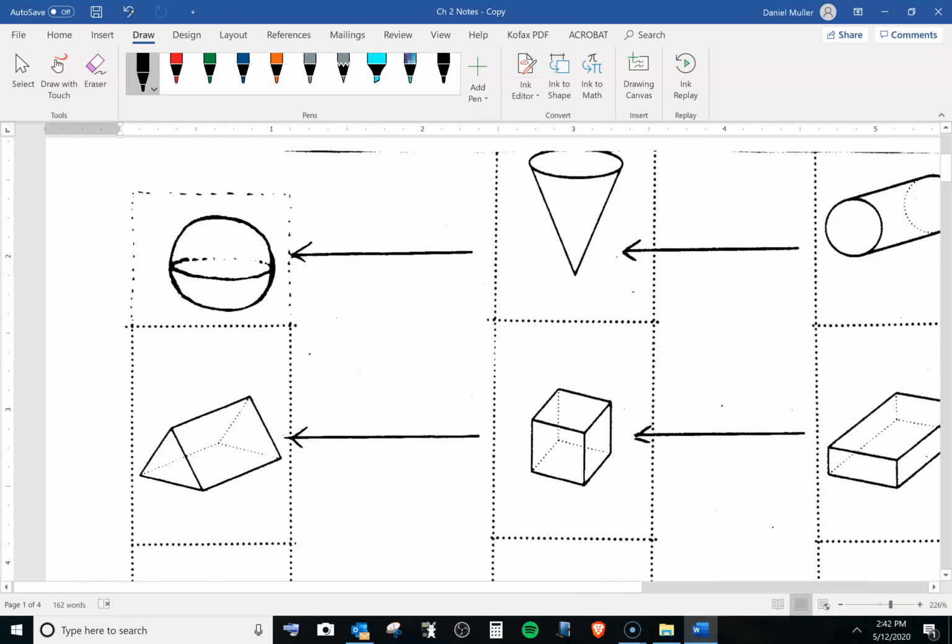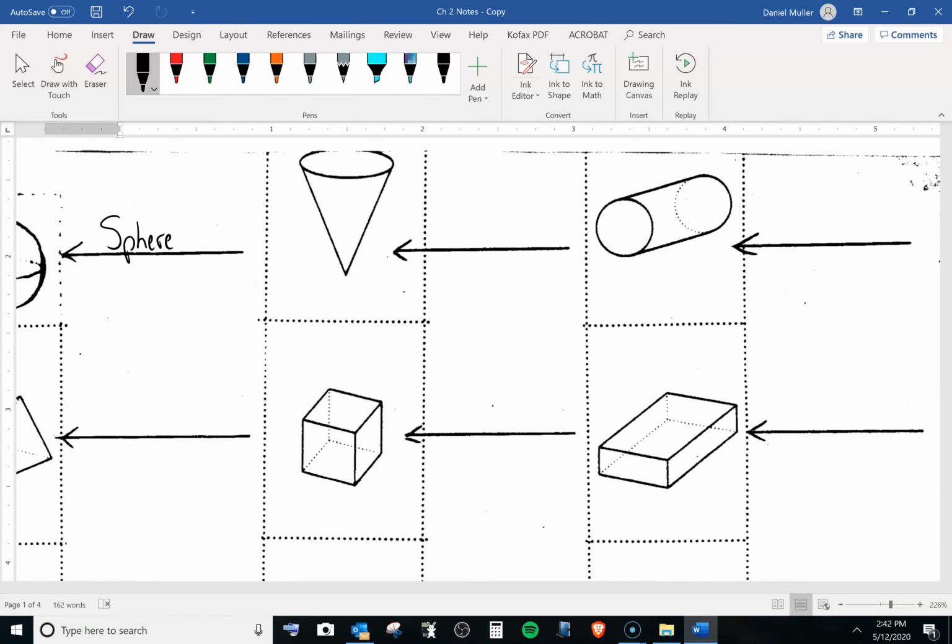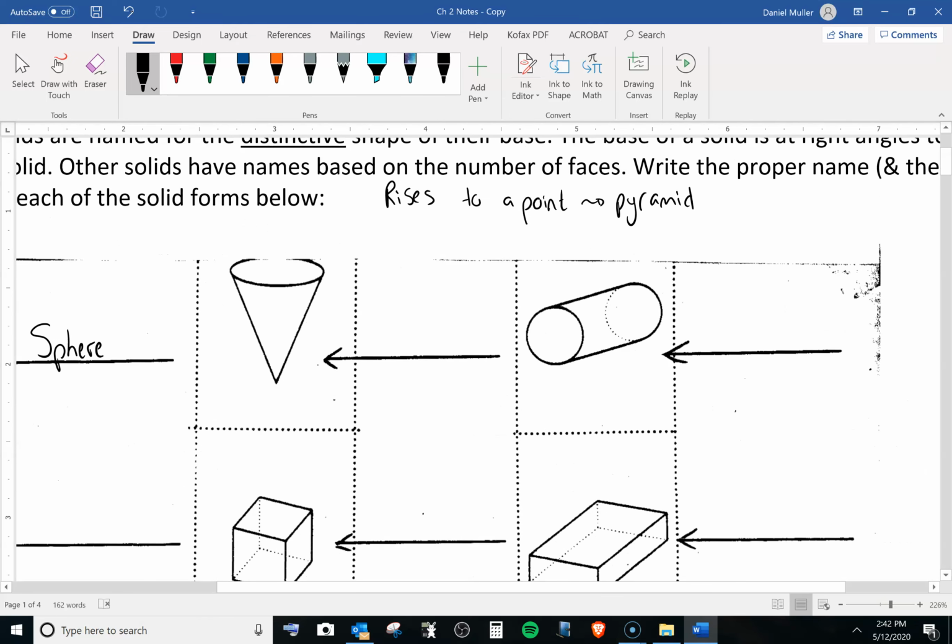First of all, I'll acknowledge that these drawings are pretty bad. So I didn't do them, but whatever. This one is called a sphere. So that's just normal. Now let's take a look here.